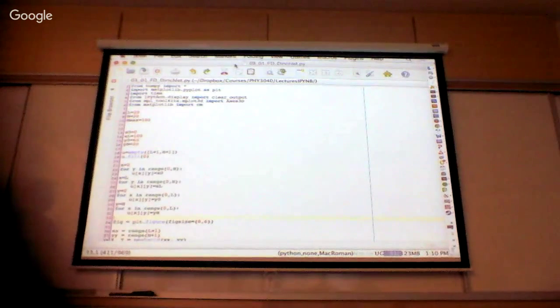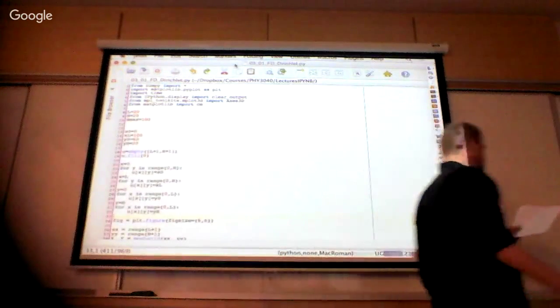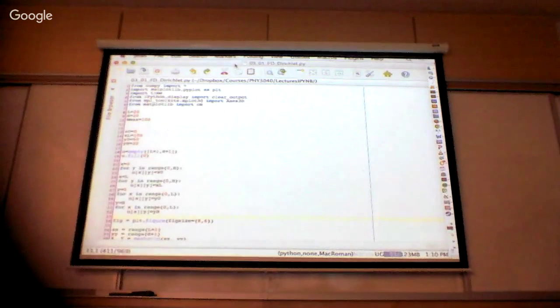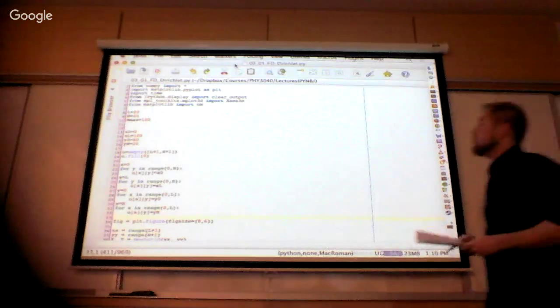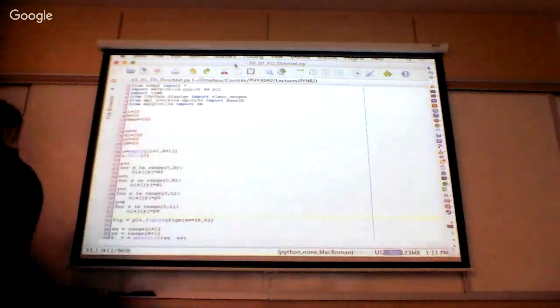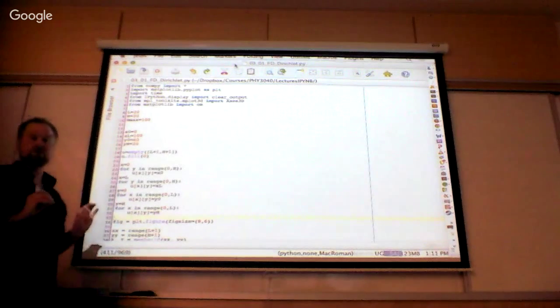Okay, so let's look at some actual code. And so I'm going to draw a sketch here. What we're going to do, first do the Dirichlet boundary conditions. And I'm going to set L equals 20 and H equals 20. And I'm just going to have a grid spacing of 1, just to make the code as clean as possible. Okay, you can change the grid spacing, no problem.